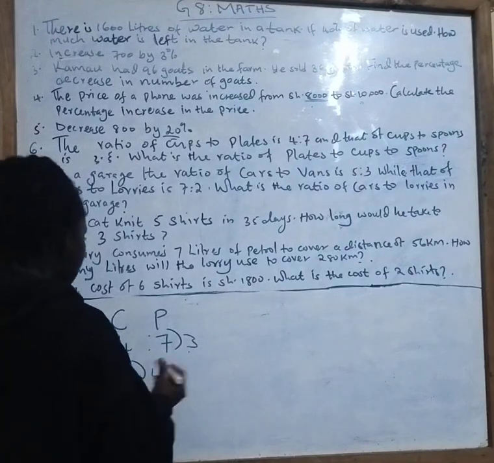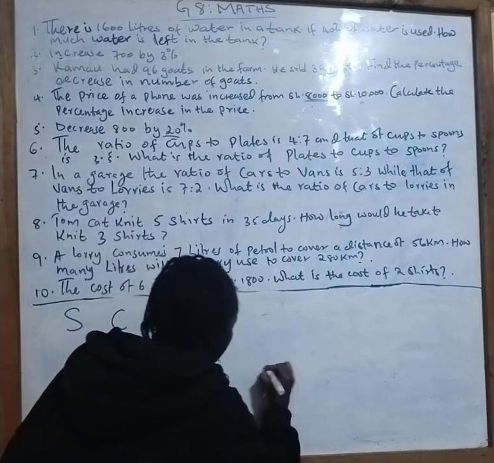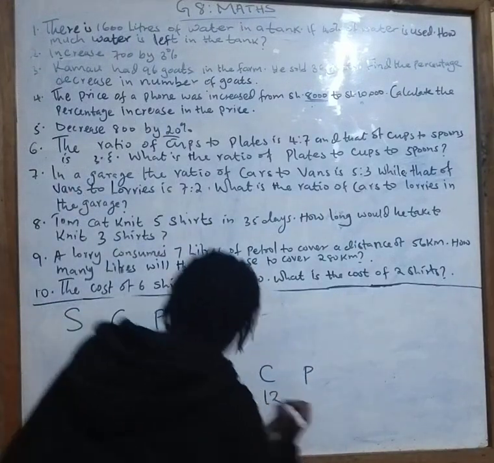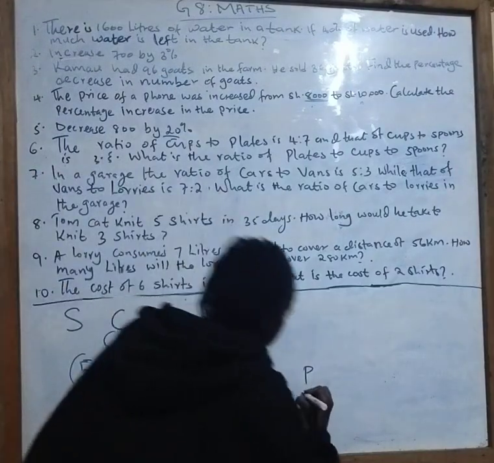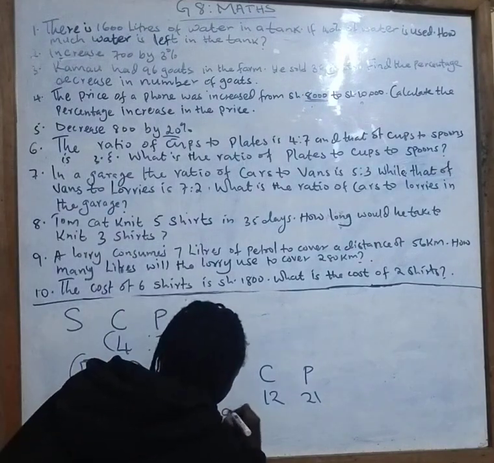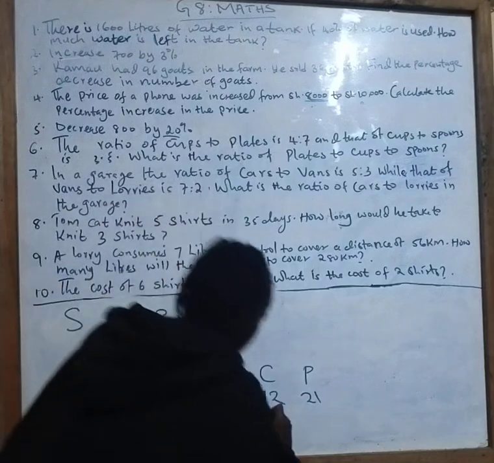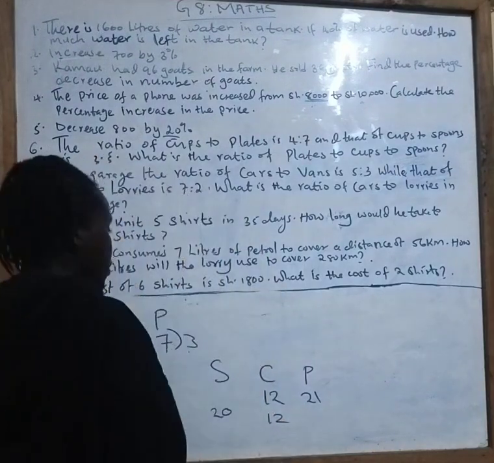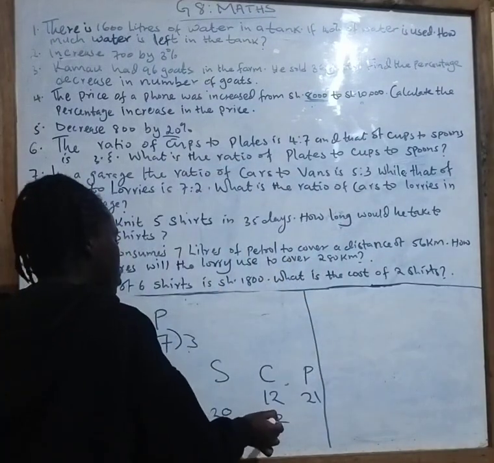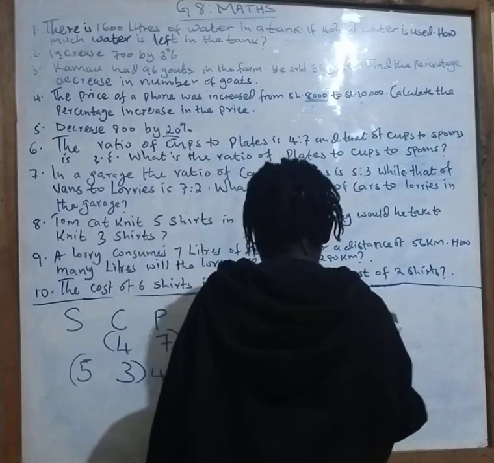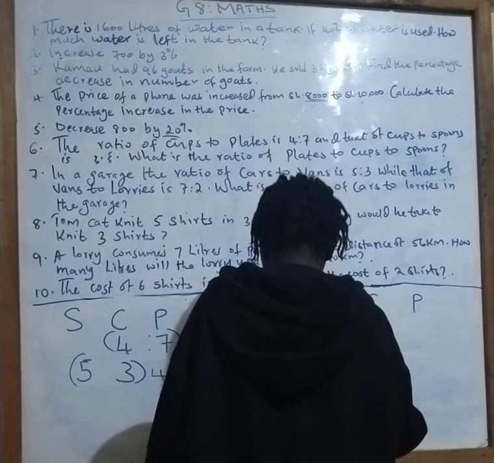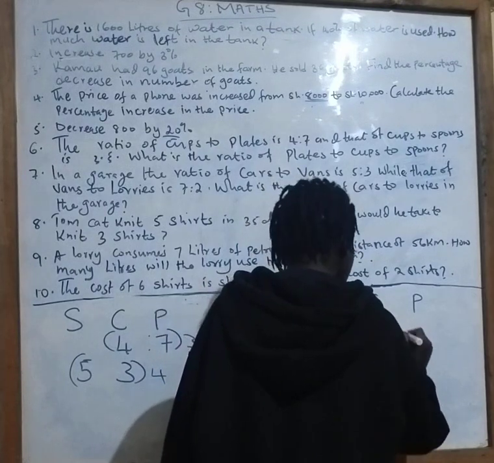The first one is like spoons, cups, and plates. 7 times 3 is 21. And 4 times 5 is 20. And 4 times 3 is 12. I will eliminate one of the 12 and remain with one 12. And your final answer is spoons 20 to 12 to 21.